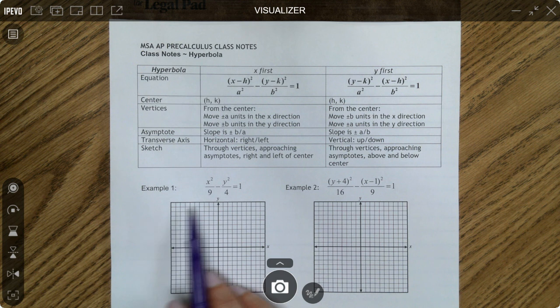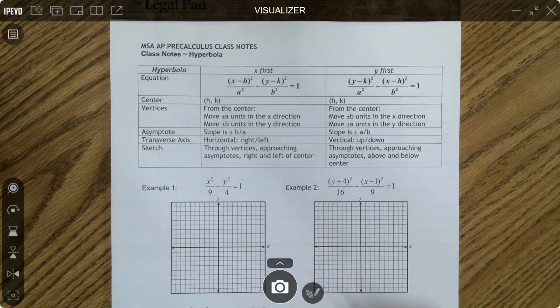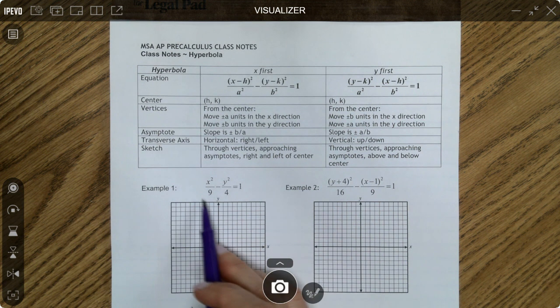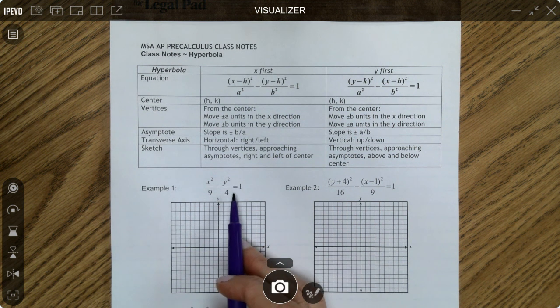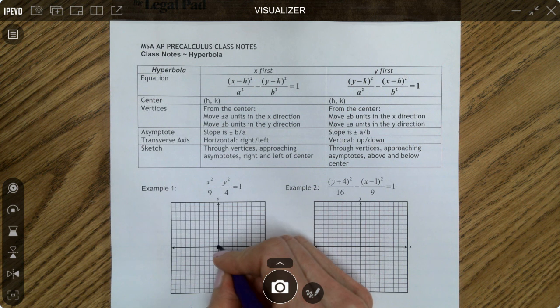So example 1, it's in standard form. The center is (0, 0), x is written first. So that's going to feel very normal. We know by looking at this equation that it is a hyperbola versus an ellipse just because of that minus sign between our fractions. The center is (0, 0), so you want to plot that first.